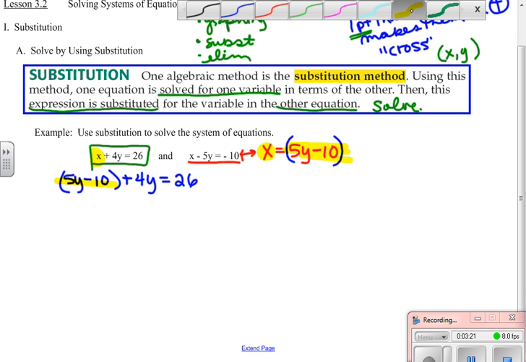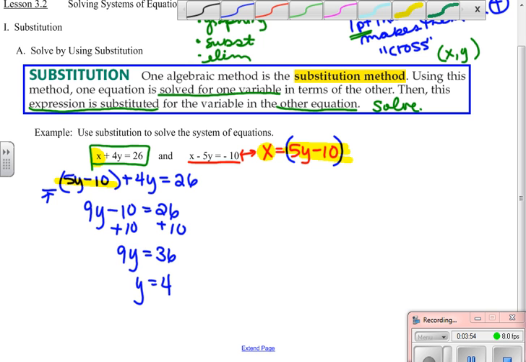Now I have a single variable y, so I can go about solving for y. Now I left my parentheses in. There's no multiplication out here, so I don't have to worry. I can drop my parentheses. 5y plus 4y is 9y minus 10 is equal to 26. Had there been something out here, I would have had to do the distributive property first, and that's a key place that kids make mistakes. Now I'm going to add 10 to both sides. 9y equals 36, divide by 9, y is 4. So that is my first step.